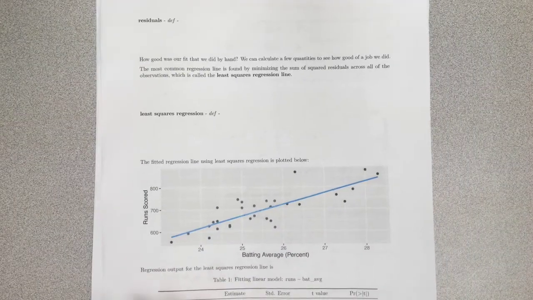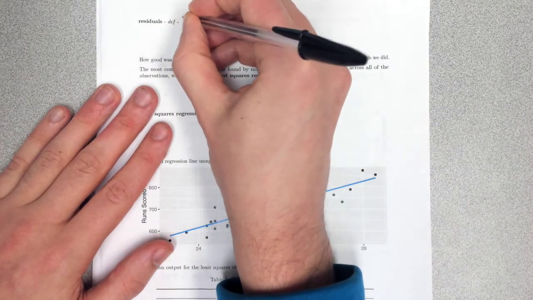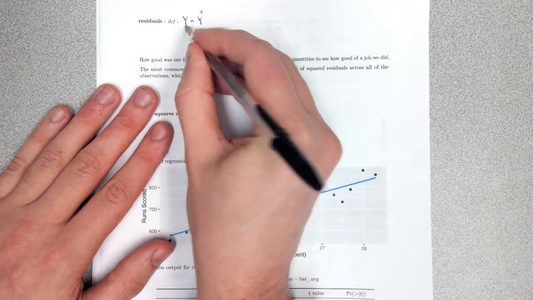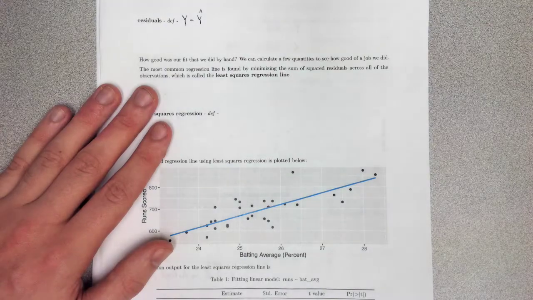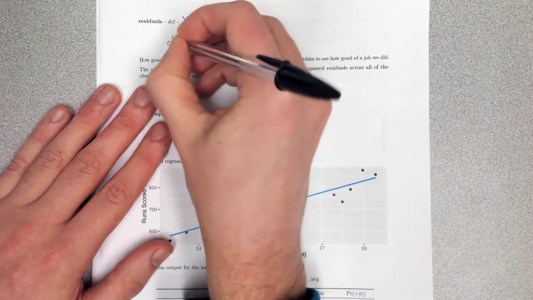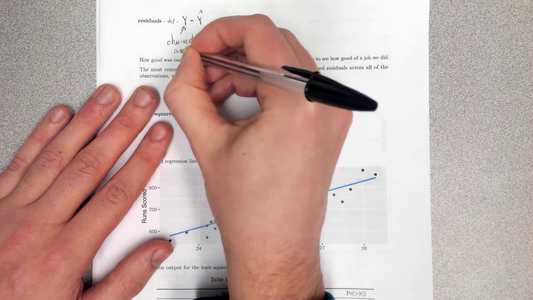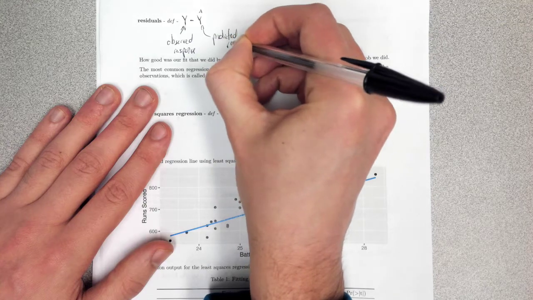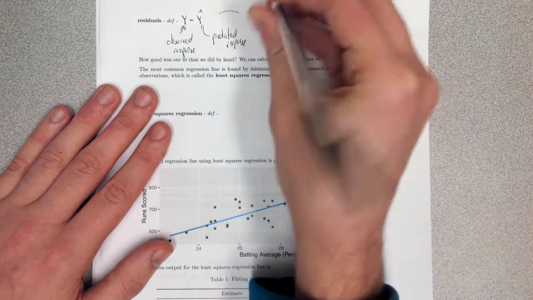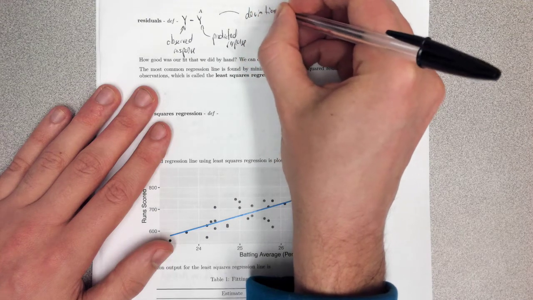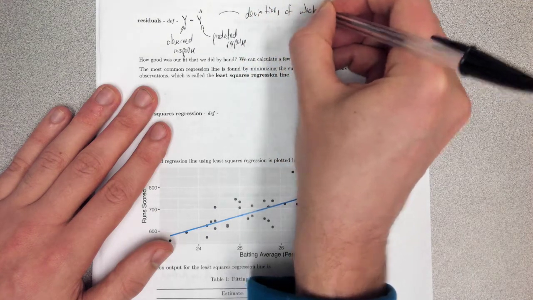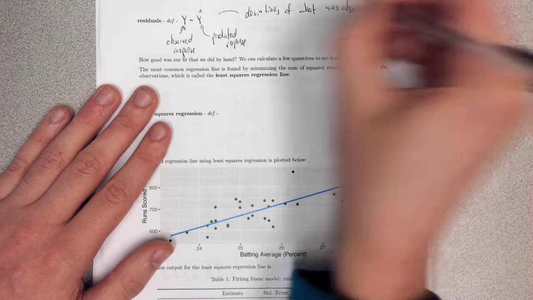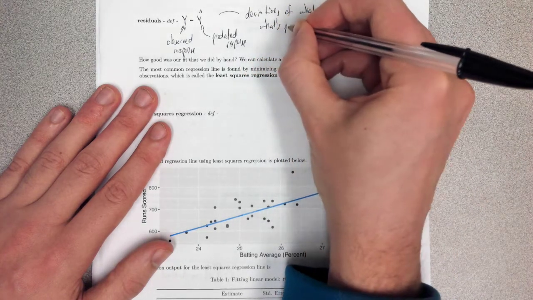We're also going to define residuals, which in math notation is just our observed response minus what's predicted based on our model. And so in words, residuals are deviations of what was observed from what's predicted with our model.